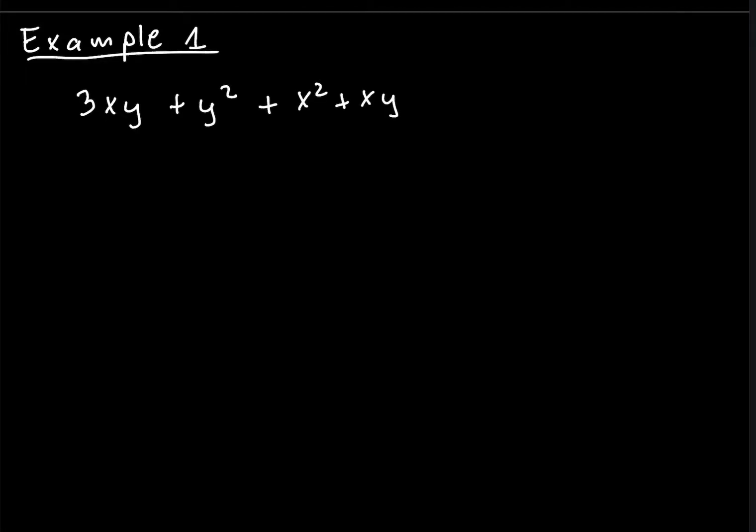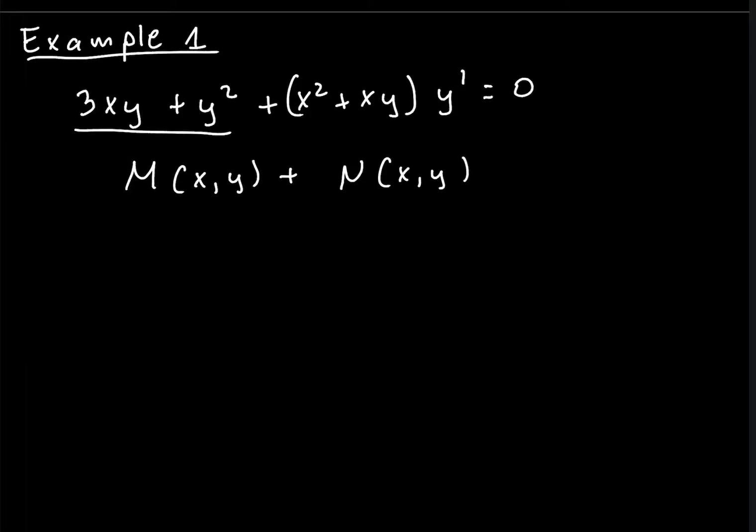So the first example I'm going to cover is the following. Example 1 is given by (3xy plus y squared) plus (x squared plus xy) y prime equal to 0. As you can see, this has the same structure. We have a function M of x and y given by this, plus a function N that depends on x and y given by this, equal to 0. So we have the form that we want, but now let's check if they are exact.